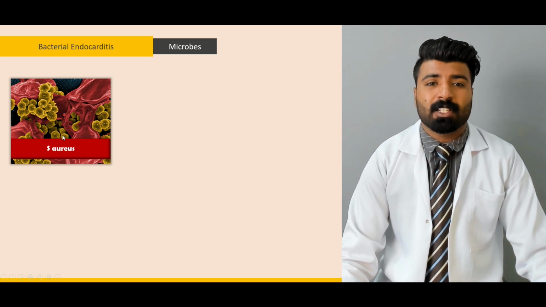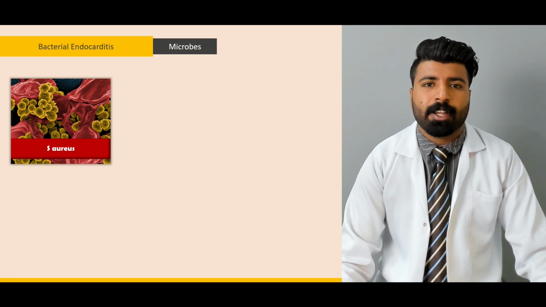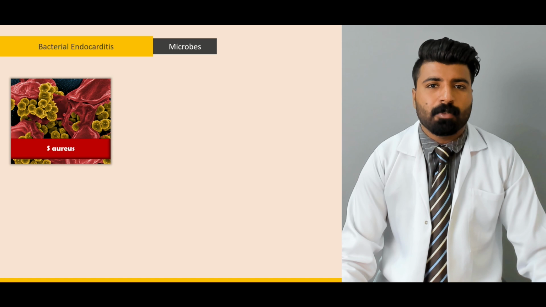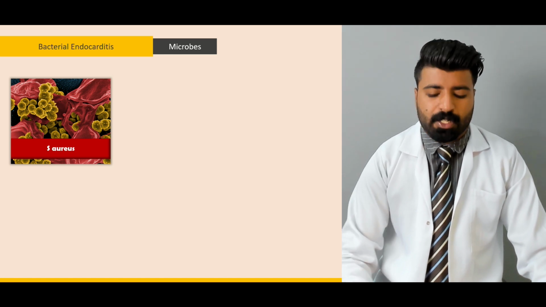This is a basic organism causing bacterial endocarditis in the acute form, not in the subacute form. What does it mean to be in the acute form? It's going to affect the healthy normal valves and lead to their pathology and the pathological consequences.